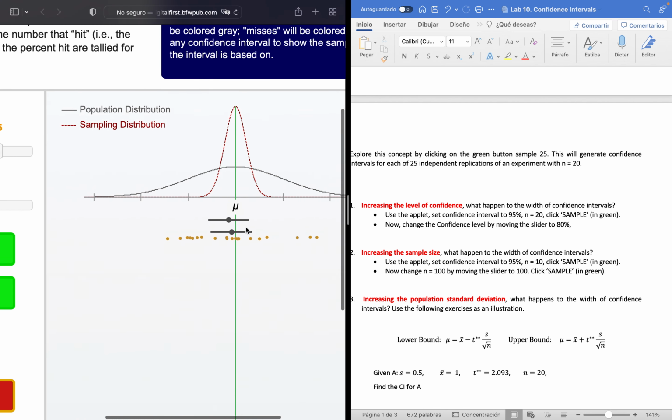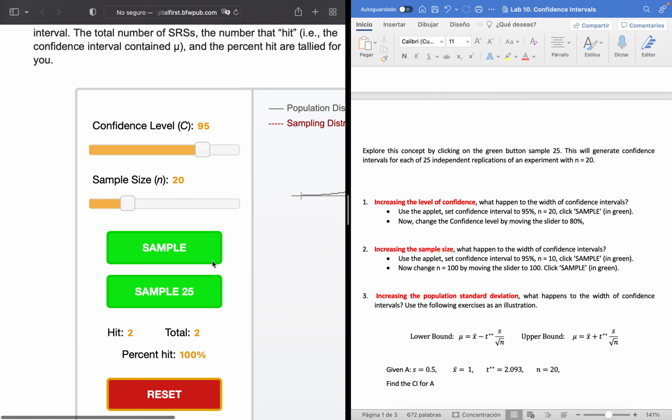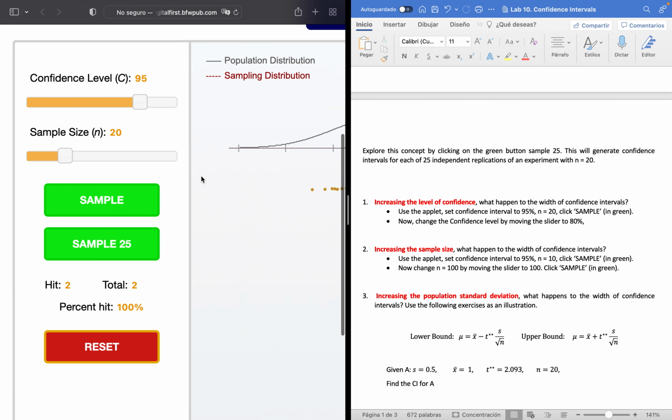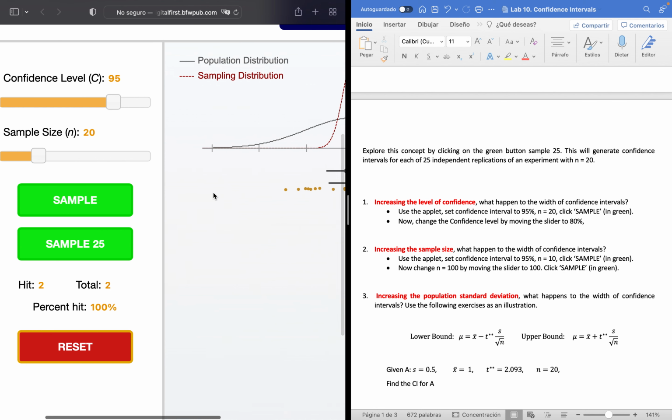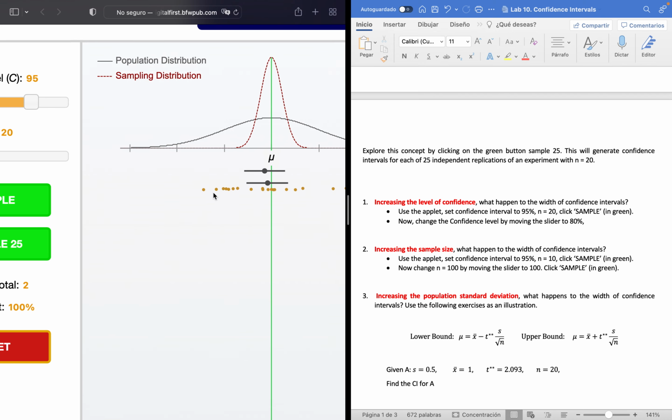Well, no problem. When you reduce, I said it wrong at the beginning, but when you reduce the level of confidence, the width of the interval is going to be bigger. Yeah, it's supposed to be bigger. That means that we have more probability to catch the numbers.